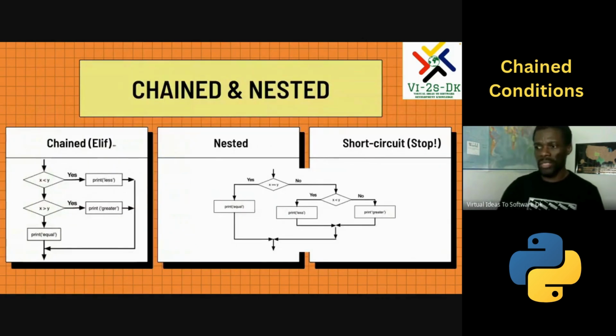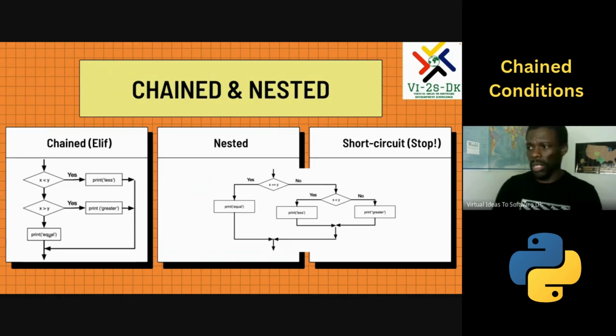which is why we have chained conditions. In a chained condition, we'll introduce the elif word or the elif statement. Elif is short for else if. So for instance, in this example, if we are going to compare the value of x and the value of y, if x is less than y, we can print less. Otherwise, we go ahead and check if x is greater than y, then we can print greater. And then the third option would be equal to.